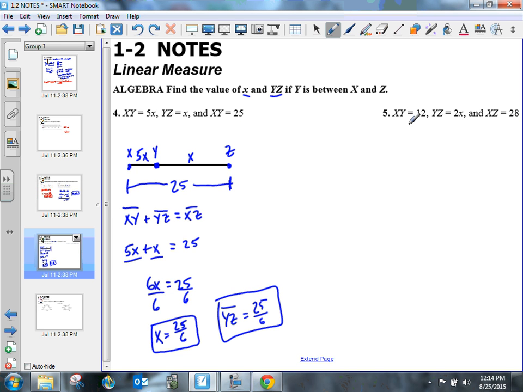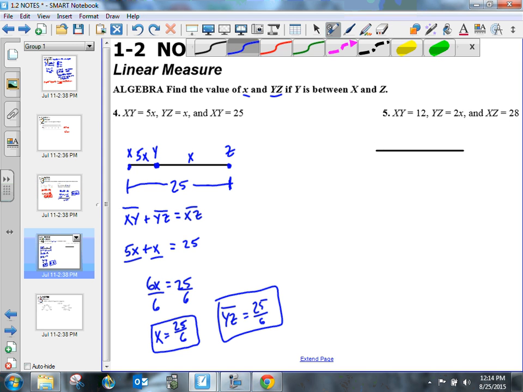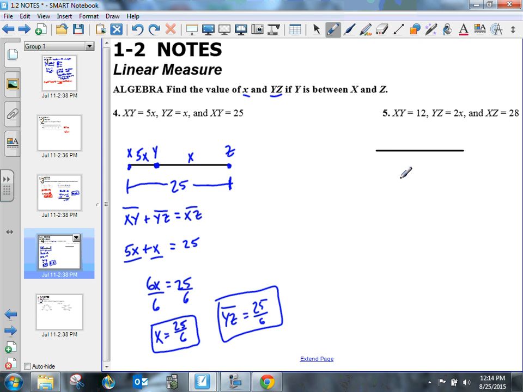So now let's take a look over at number 5. We have the same scenario, so I'm going to draw the same generic picture. And you guys should all be drawing these pictures because it really helps you visualize what's going on. I've got X as an endpoint and Z as an endpoint, and I know that point Y is somewhere in the middle. Now it tells me that XZ is 28. I'm going to call this whole thing 28. I know that XY is 12, and I know that YZ is 2x.